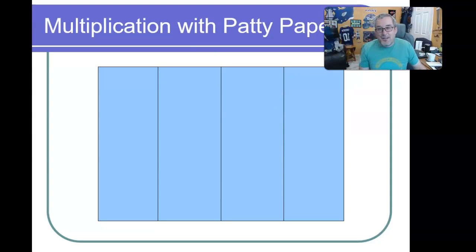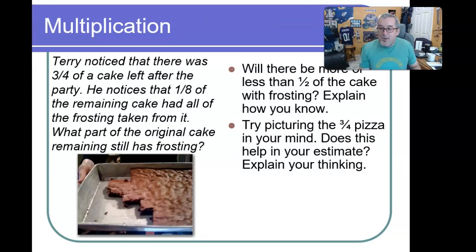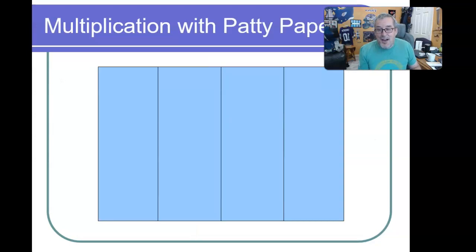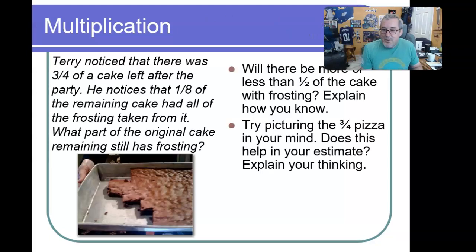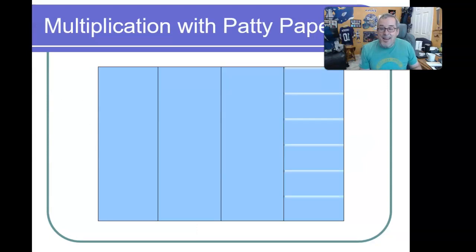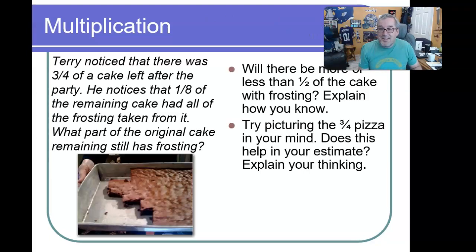Now, why fourths? Because the problem was, let me back up, Terry noticed that 3/4 of a cake was left over after the party. And so what we want to think about is 3/4 of the cake. So here's the whole cake, and what's shaded here now is 3/4 of the whole cake. But then the problem was that Terry notices that 1/8 of the remaining cake, so 1/8 of that blue, had the frosting removed from it, had all of the frosting taken from it.